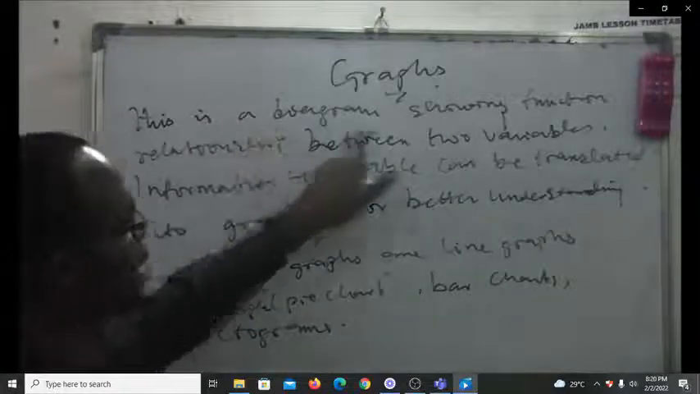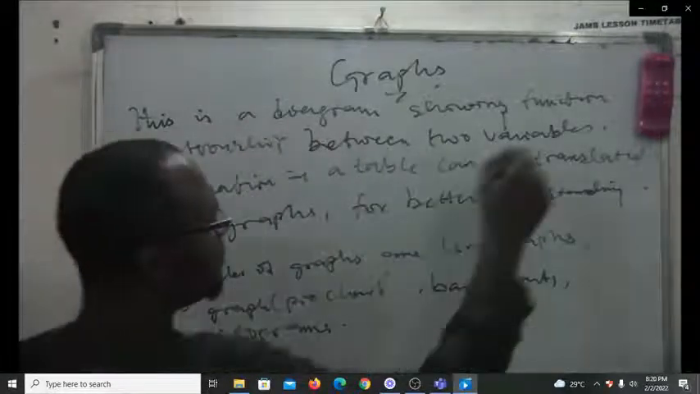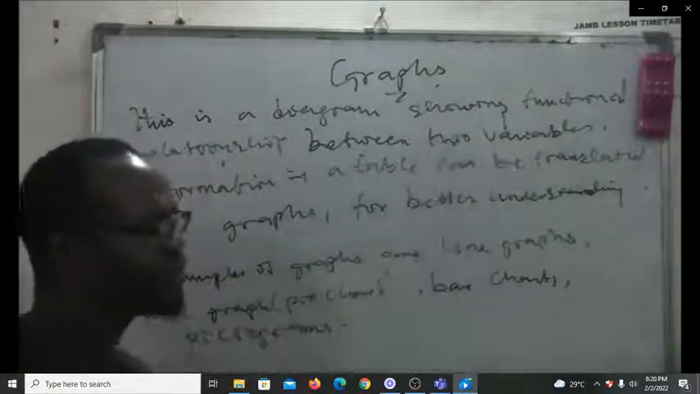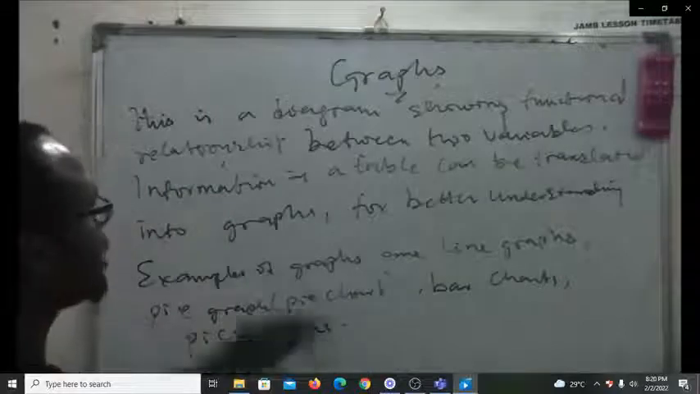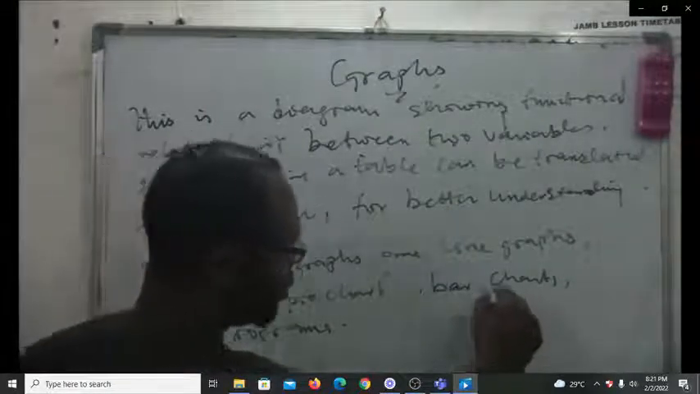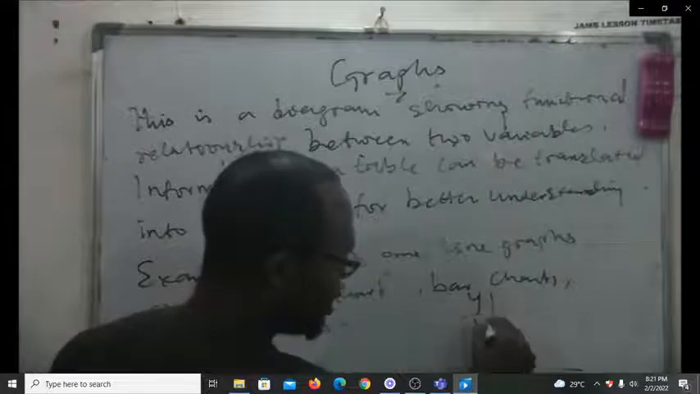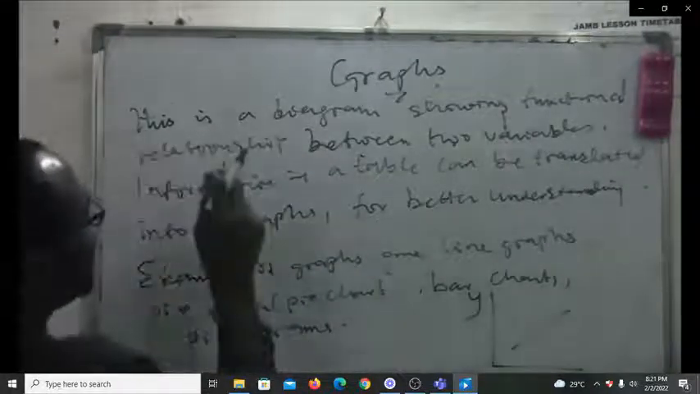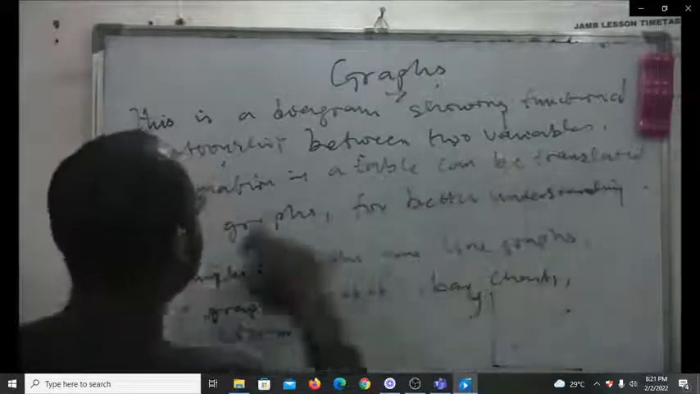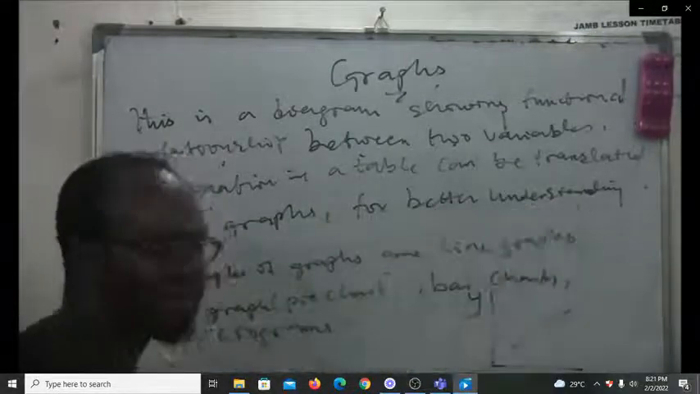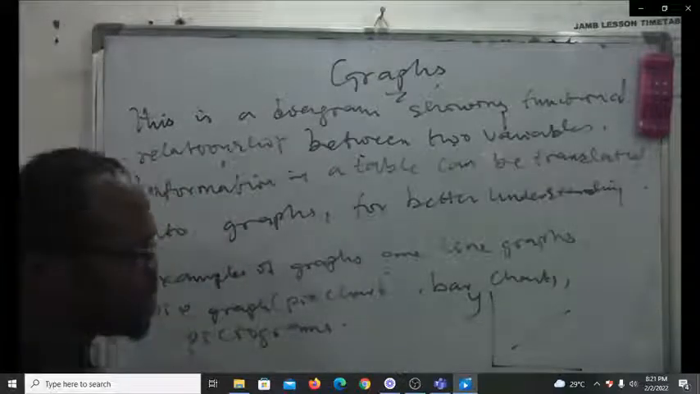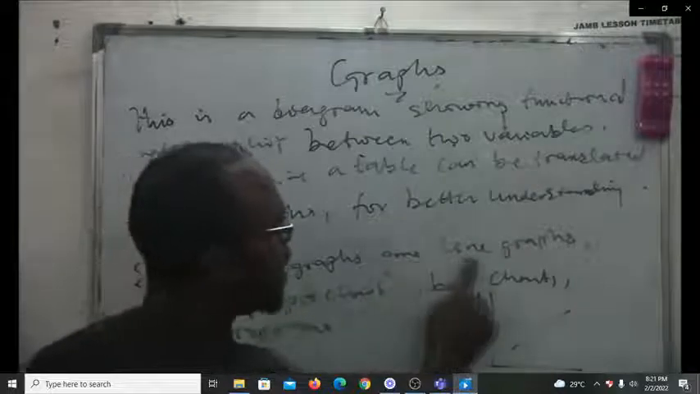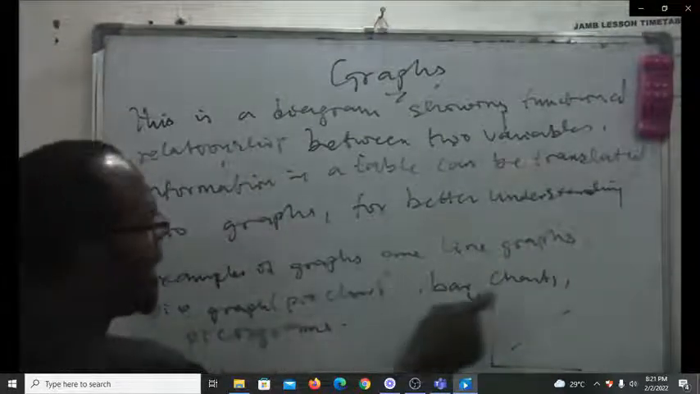This is a diagram showing functional relationship between two variables. Any diagram that shows functional relationship between two variables, x and y. Is that clear? That is a graph. Information in the table can be translated into graphs for better understanding. Your table that we have, we can transform it to a graph. Examples of graphs are line graphs, pie graphs, bar charts, pictogram.